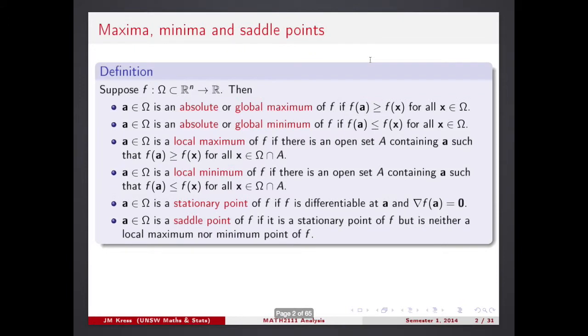Normally this starts with a bunch of definitions. That's all of the definitions which are relevant to the extrema, which we need to know. Basically, on this slide, there are two definitions about maximum and minimum. There are two types of maximum and minimum. One of them is called local max and min.